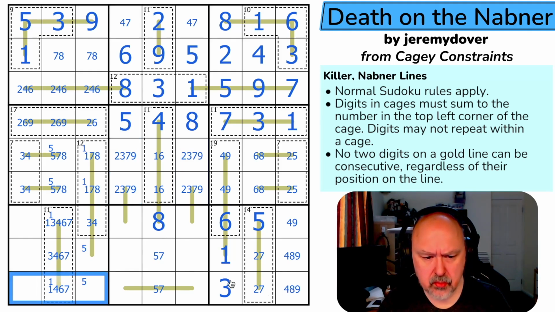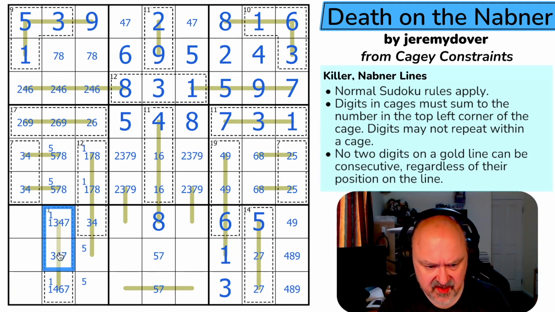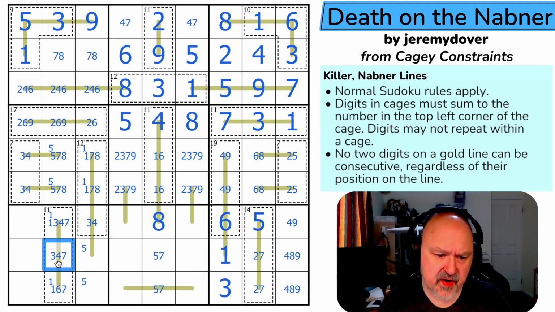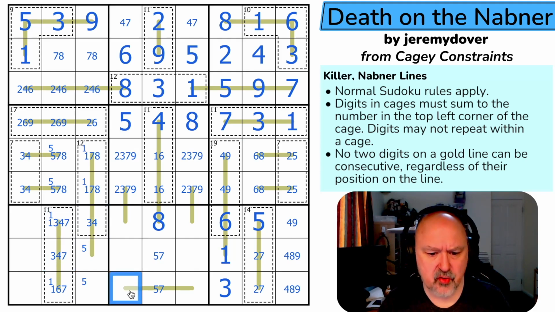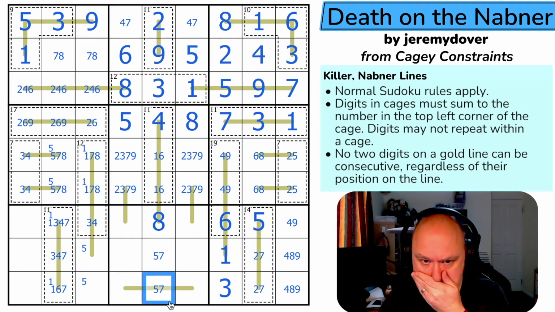Oh. Where's 6 in this row? It has to be in one of those. So there's no 6 in any of these. So if this is 1, 4, 6, it's 1, 4, 6. So this could never be a 4. But I have a 3, 4 virtual pair. But I could put 4 here if that's a 7.